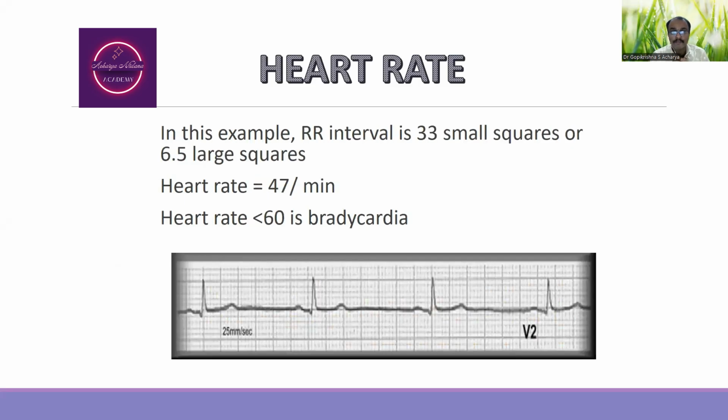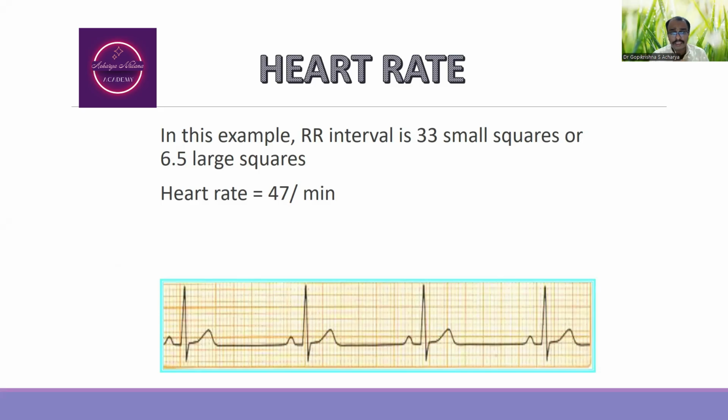Look at this example. The RR interval is 33 small squares or otherwise 6.5 large squares. When you calculate 300 divided by 6.5, or otherwise 1500 divided by 33, the heart rate is around 47 beats per minute. That means a heart rate of less than 60 is termed bradycardia. In this particular example, again the RR interval is 33 small squares or 6.5 large squares. Heart rate is 47 beats per minute. It's a case of bradycardia.